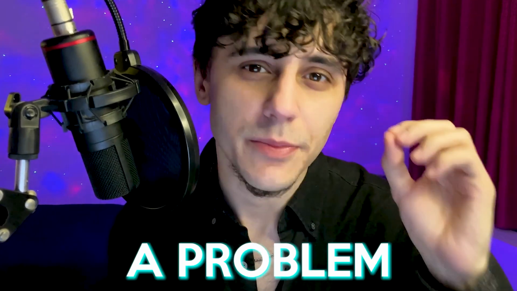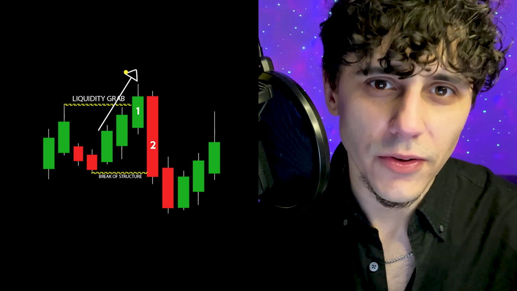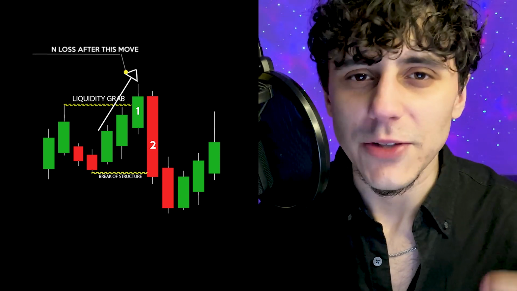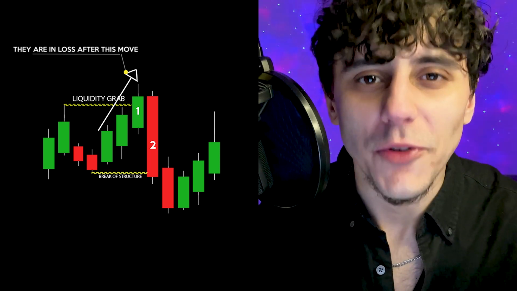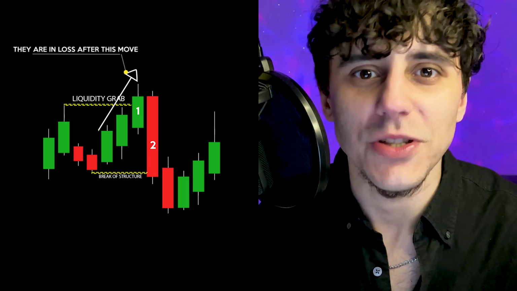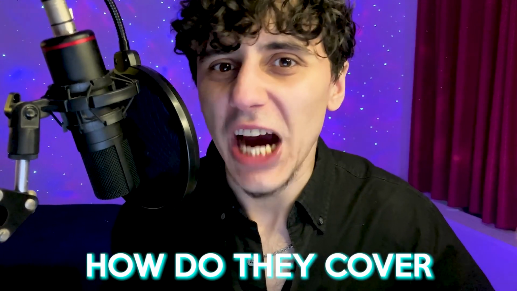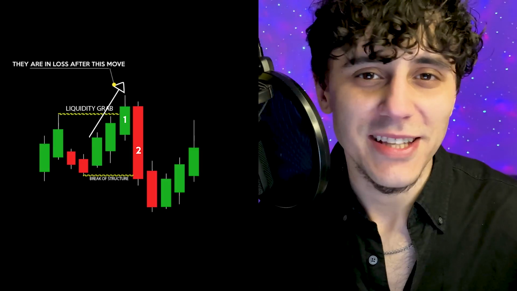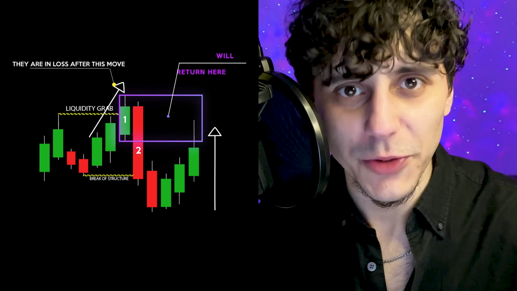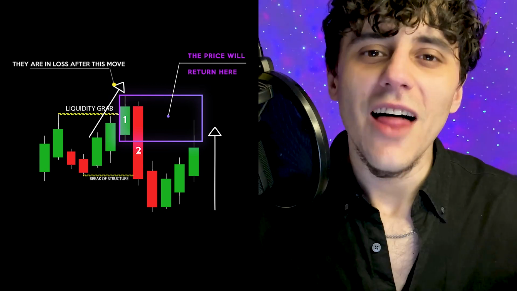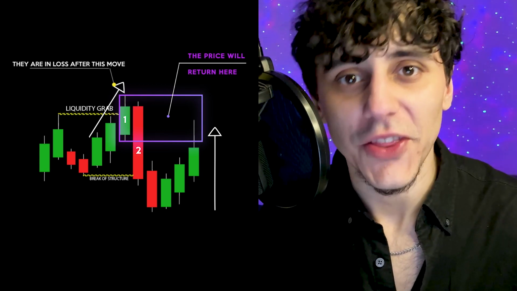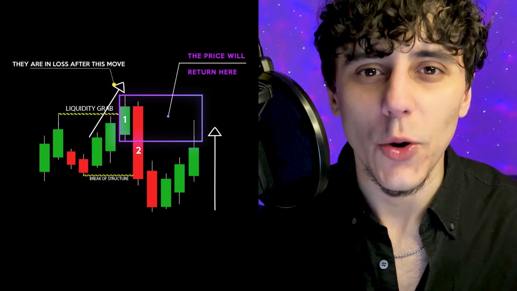But there is a problem. To deceive retail traders, they need to push the price in the false direction, so their previously opened orders become unprofitable after the price is reversed. So how do they cover the cost of this trick? That's simple, they just return the price to the range of the order block to minimize losses. That's why sooner or later the price will return to test the order block.